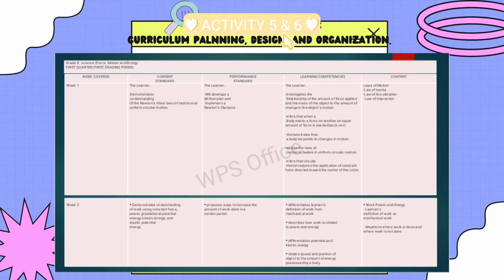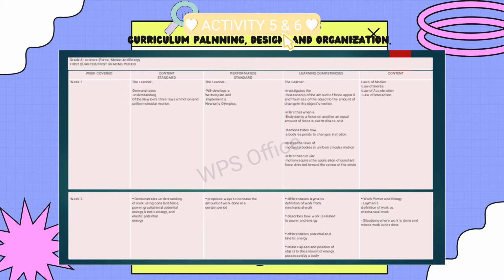As you can see, the matrix that I made consists of week covered, content standard, performance standard, content, intended learning outcomes, materials, references, and teaching and learning methods. In week 1, I refer to teaching students about Newton's laws. Students need to have some materials to see how the law of motion exists, and I gave activities that will show if they gained knowledge in the whole week.